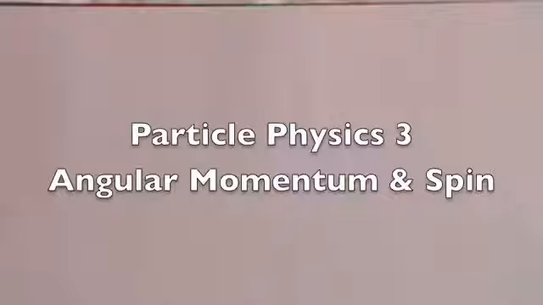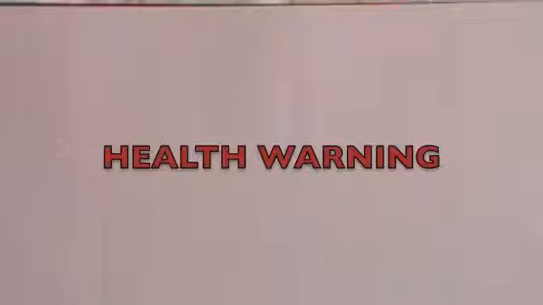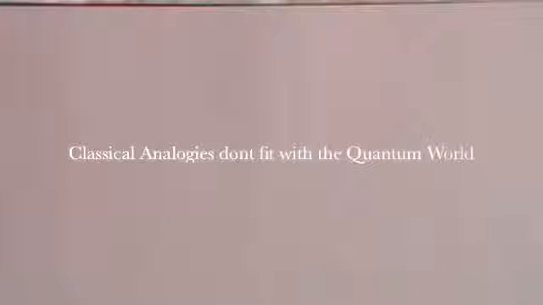Hello! Today we're going to continue in our series on particle physics, looking at angular momentum and spin. First, a health warning. Whenever we talk about angular momentum and spin, the problem is that we tend to think of classical things, like a spinning top or a spinning ball. And to some extent, that gives us an understanding of what we mean when we talk about things happening in quantum mechanics and angular momentum and spin. But that analogy, the classical analogy, only goes so far. And we shall see that when it comes to quantum mechanics, all is not as it seems.